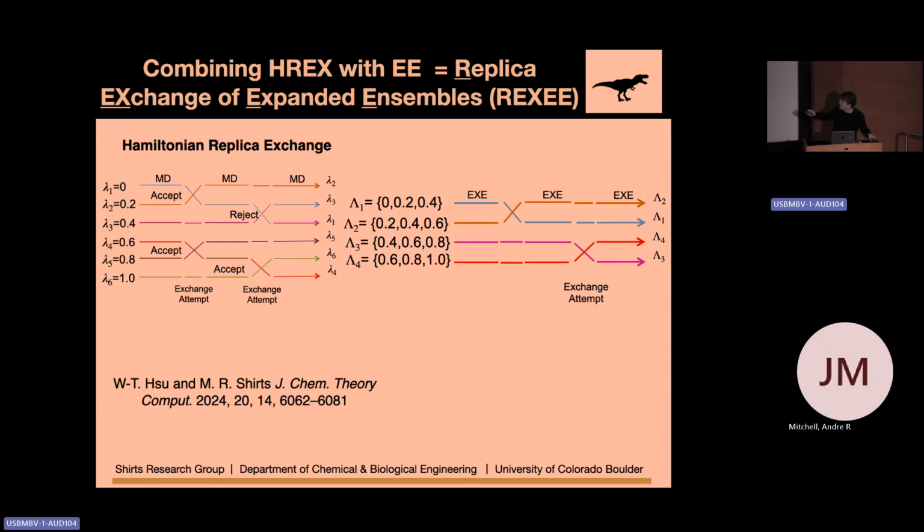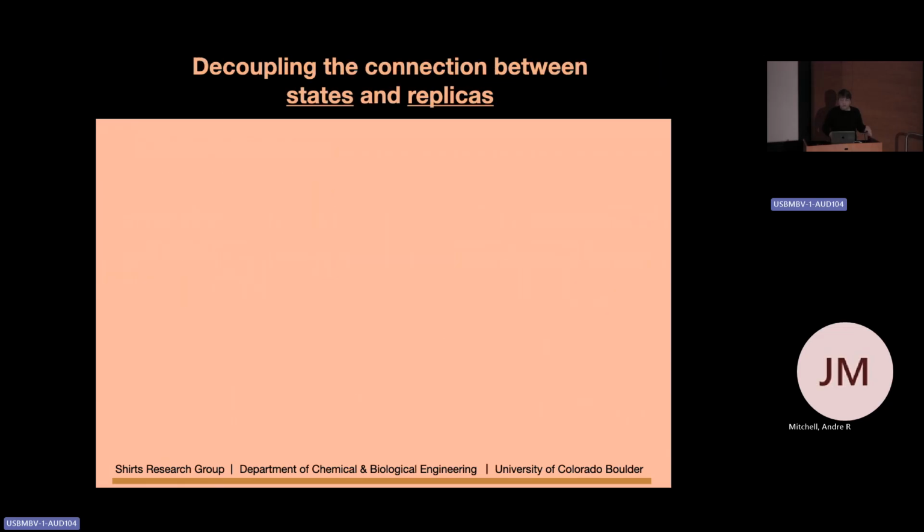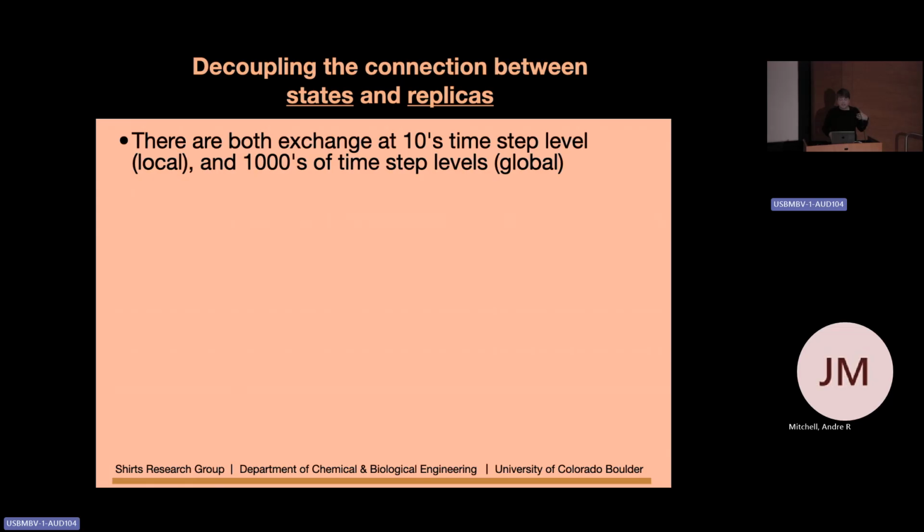They can exchange, and now you need a smaller number of runners in order to sample the entire range of lambda states. Each of these individual ones is swapping between a narrower range of lambda states, but the overall process covers the entire grid of spaces. So we're just decoupling the connections between the states that are visited and the replicas. You can do exchange between 0.6, 0.8, 1.0 at the tens of time steps, and then swap between them more globally. So you don't need cores at very low latency.